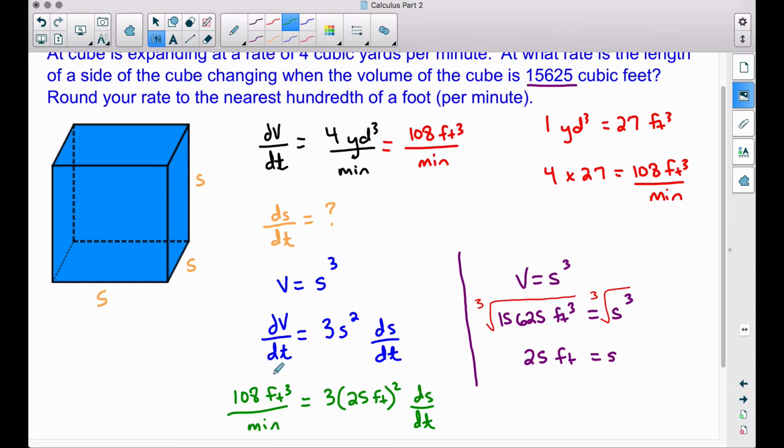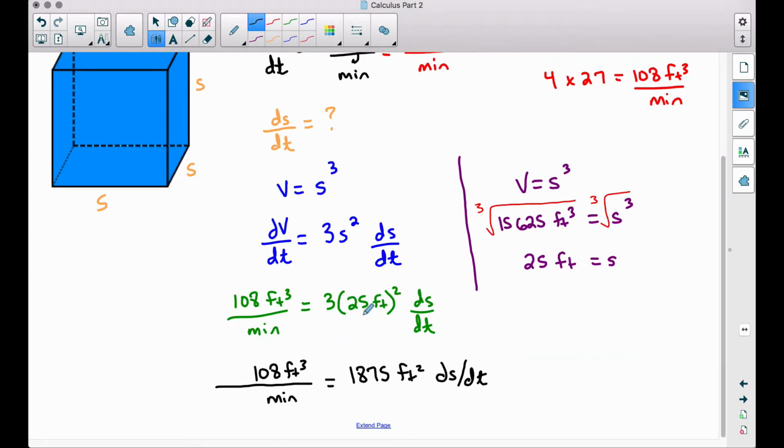Therefore, plugging in what we have, now we can finally solve for dS/dt. We have dV/dt, which is the 108 cubic feet per minute that we found earlier in the problem, equals 3 times our side squared. Remember the side we found over here. Don't forget to square it, and then we're multiplying by dS/dt. Therefore, if we take 25 feet and we square it, 25 squared is 625. 625 times 3 is 1,875. Don't forget your square feet since we did square our feet here.